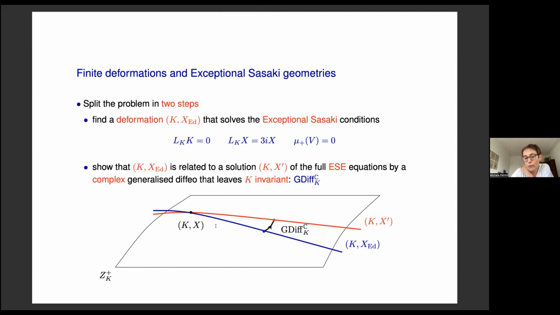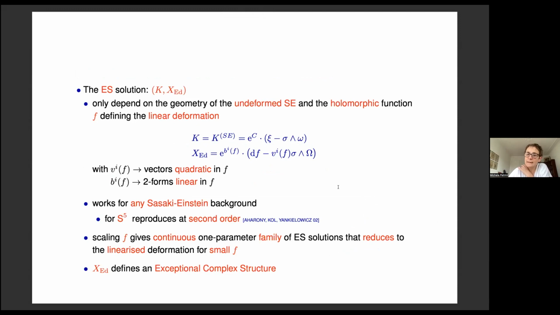The form of this family of solutions, let me call them X-tilde for short, is very simple. The idea is that you start from the original one. For K, nothing happens, it still stays the one dual to the undeformed solution. But the deformed solution for X is very simple because essentially it's built in terms of the original Sasaki-Einstein quantities, sigma, omega, whatever, and then just the holomorphic function that determines the linearized deformation. And again, the expressions are not very illuminating. This is the action of two forms in the adjoint, which are linear in F, and these are scalars, not vectors, that are quadratic in F.